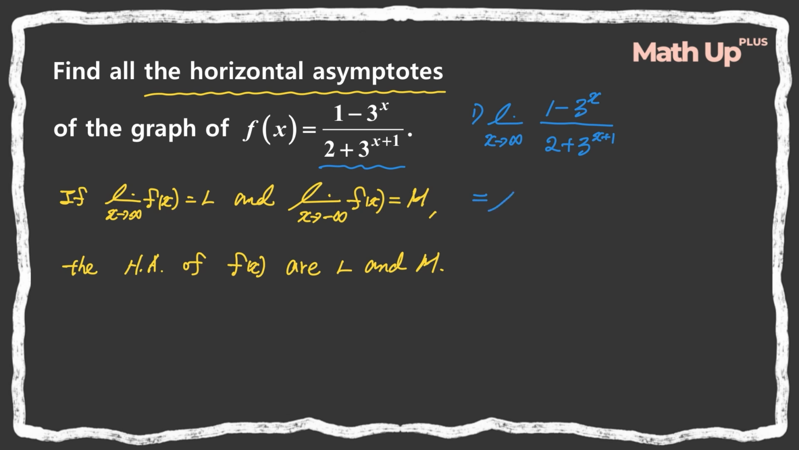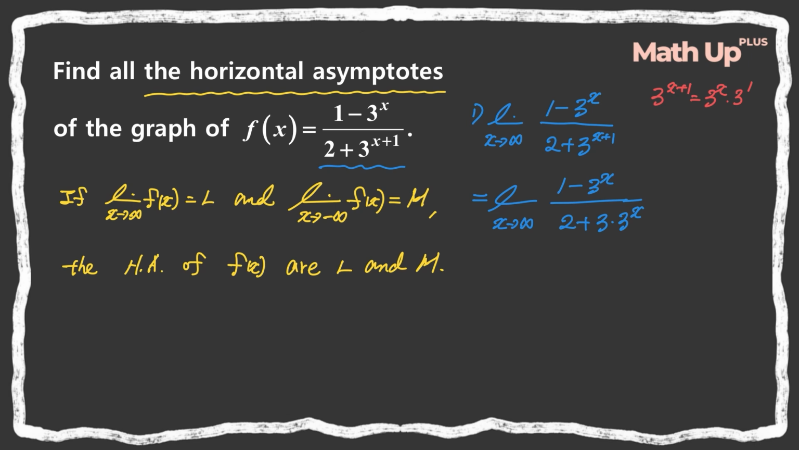That is equal to the limit as x approaches infinity of (1 minus 3 to the x) over 2 plus, here, 3 to the x plus 1 is equal to 3 to the x times 3 to the power of 1, right? So 3 times 3 to the x. So this is 3 times 3 to the x, right?